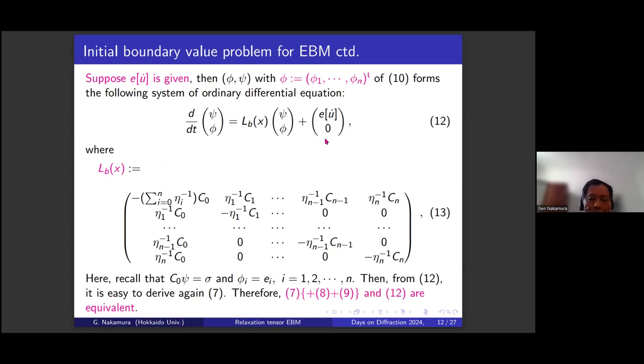Please look at this. Sigma is given as C0 psi. And our target is to get the relation between sigma and the e(u) dot. Then if you can solve this ODE, and look at the one component of this solution, which describes the psi, and also consider this sigma zero, then you should be able to get the relation between the sigma and this e(u) dot, right? That's the basic idea. Okay, well, there's something here, but let me skip.